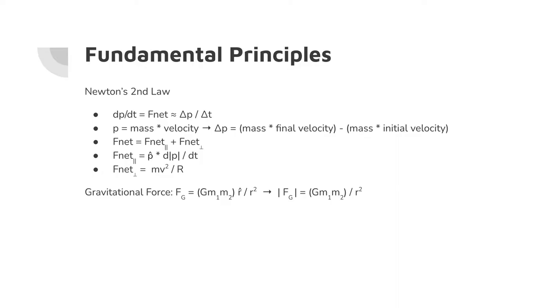F net can also be considered as the sum of the net forces on the parallel and perpendicular direction. F net parallel determines the magnitude of the net force, while F net perpendicular determines the change in direction of the net force. Since the black hole will be exerting a gravitational force on the star, we also need the universal gravitation formula.